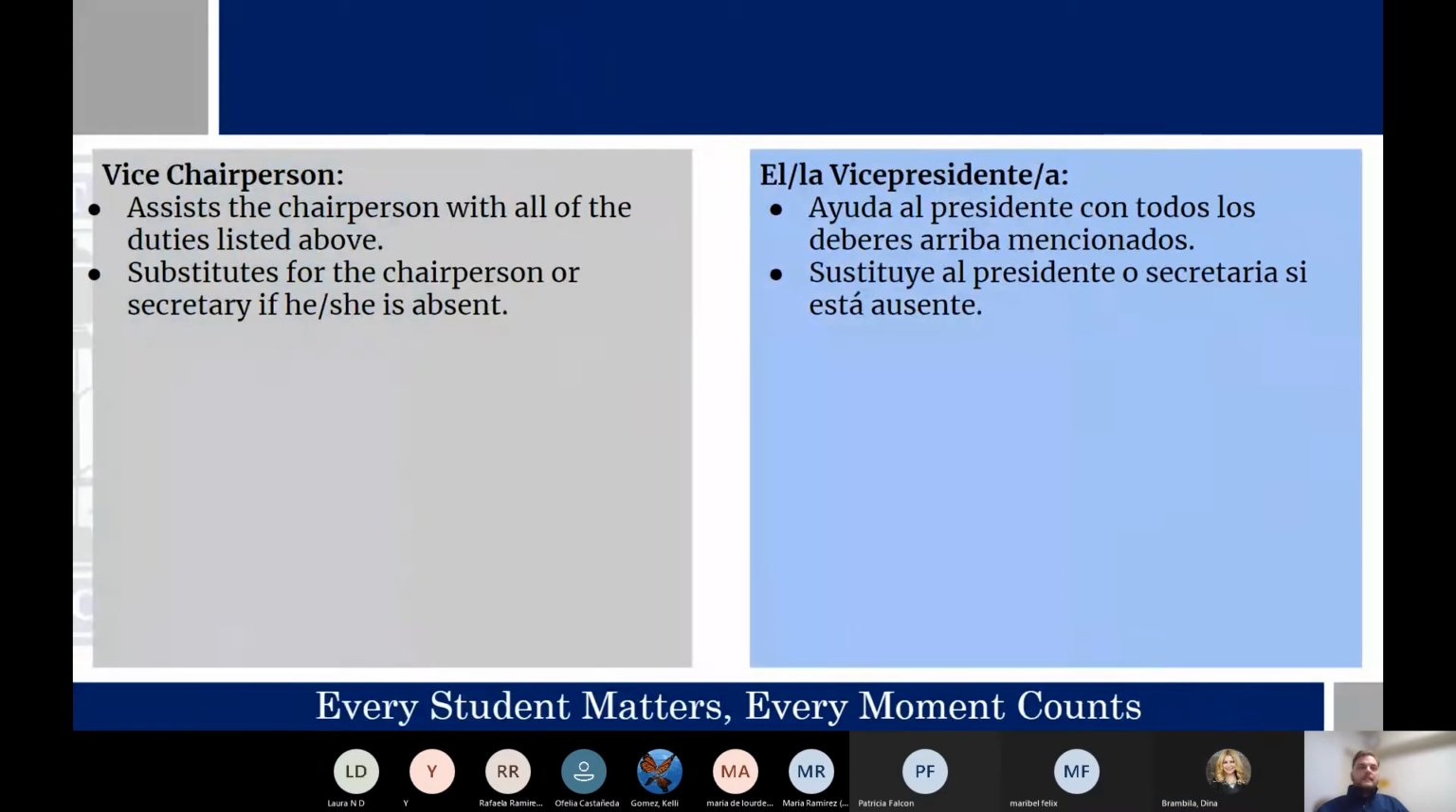The vice chair assists the chairperson with the duties listed above and can substitute in if needed for other positions.